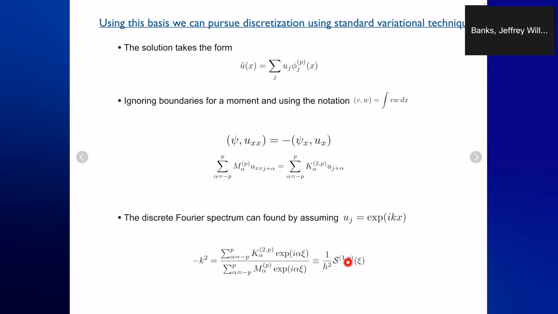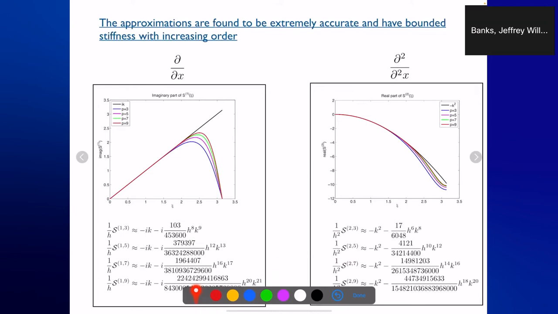In finite difference land, we like to call this the symbol of the difference operator, and that tells me everything about the way that this scheme works for any given wave number. So I can do that, and I can look at various things. So for the first derivative at the left, you can see here, these derivatives all look like minus ik, as you would expect, and then there's some term, it's got an i in it, it's got some constant, and then it's got h to a power and k to one more power.